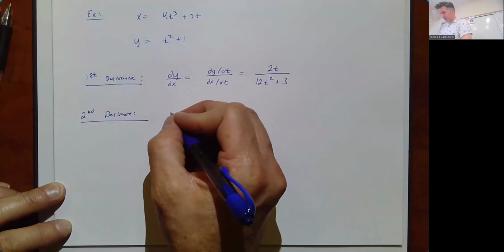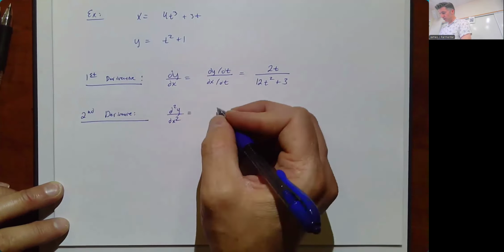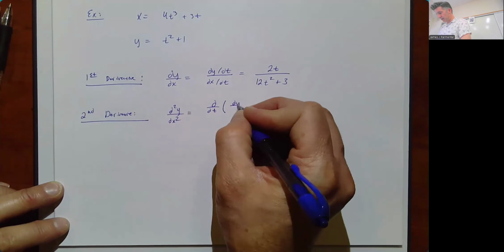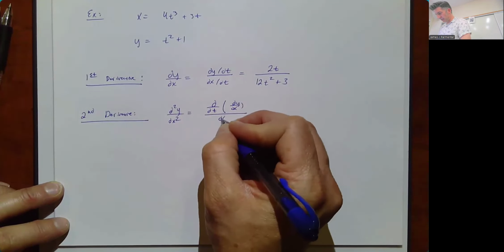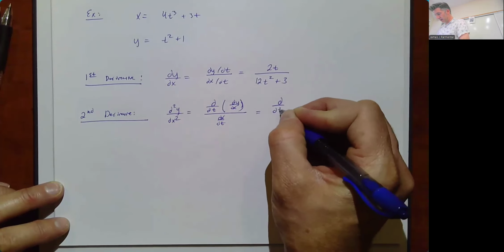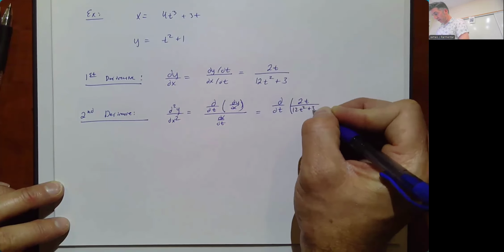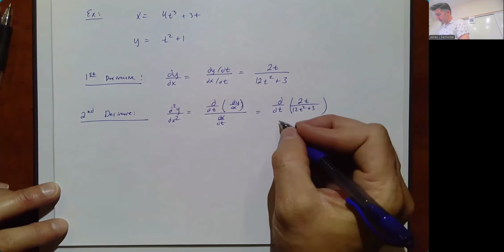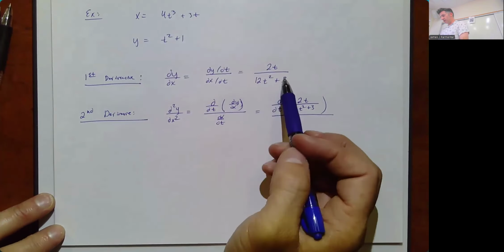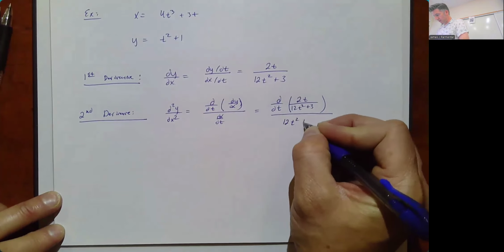So we're going to have d squared y dx squared, and that's going to be equal to the derivative with respect to t of dy dx over dx dt. So on top, we're going to have the derivative with respect to t of what we have right up there, 2t over 12t squared plus 3. We probably are going to have to use the quotient rule here. On the bottom, the nice thing about this process is that dx dt is the same as the bottom you had from before: again, 12t squared plus 3.